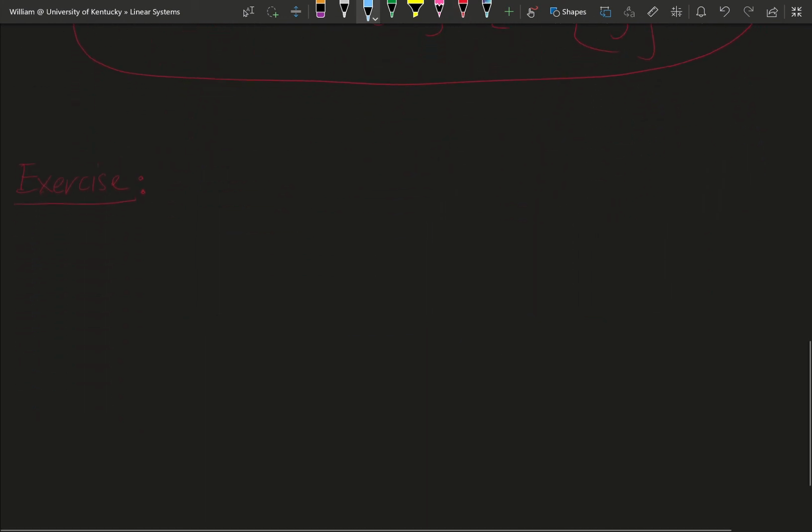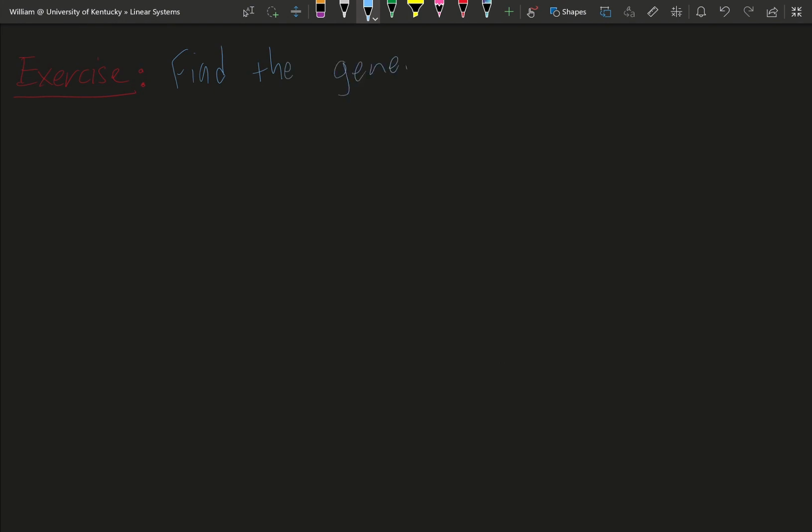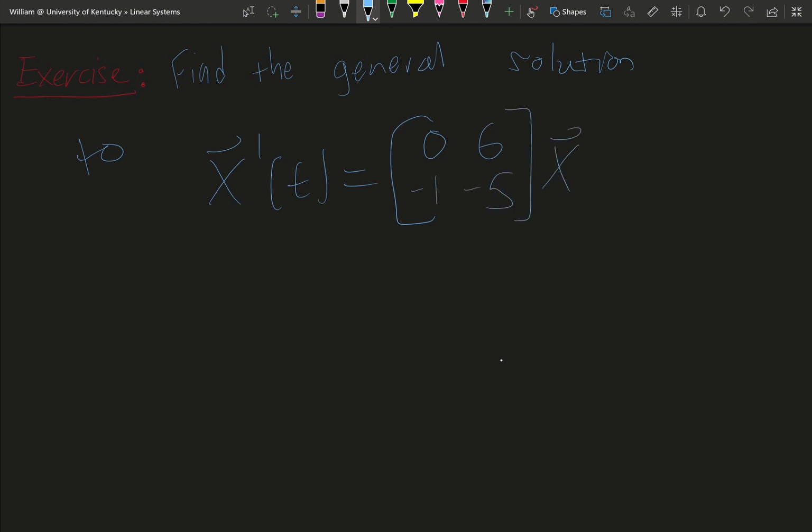All right, just going to end it with an exercise. I want you guys to find the general solution to x prime of t equals 0, 6, negative 1, negative 5. All right, so pause here, give that a shot.